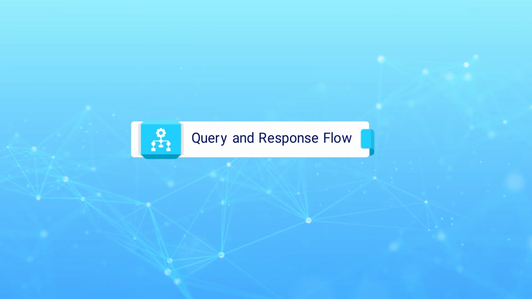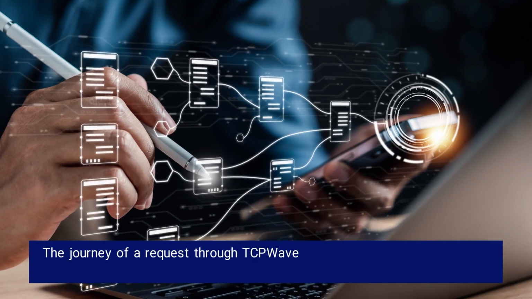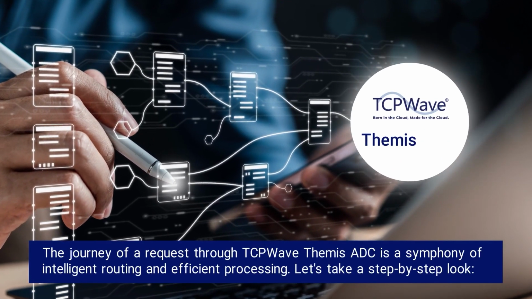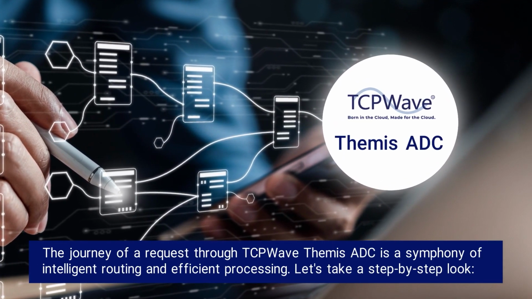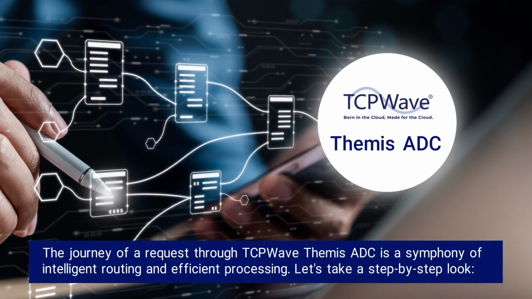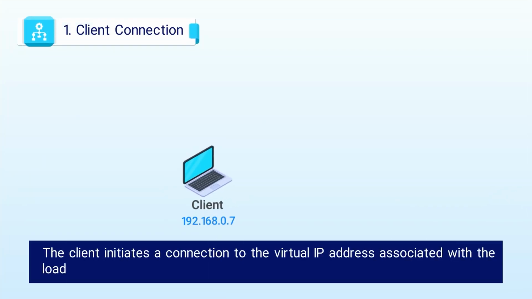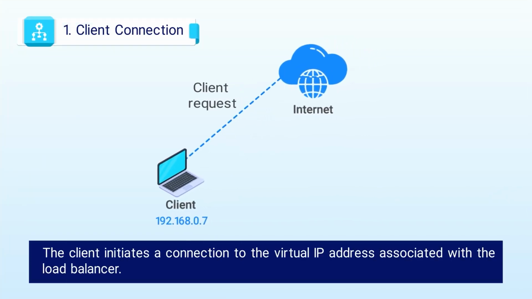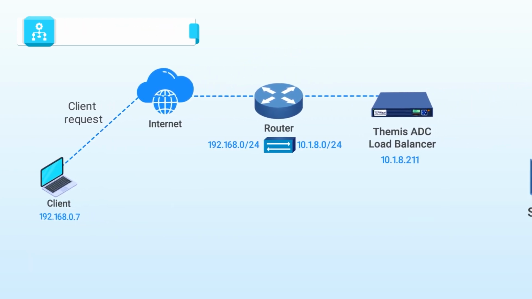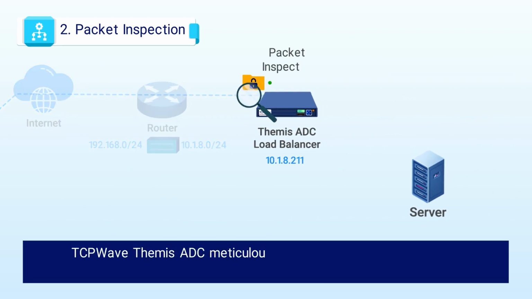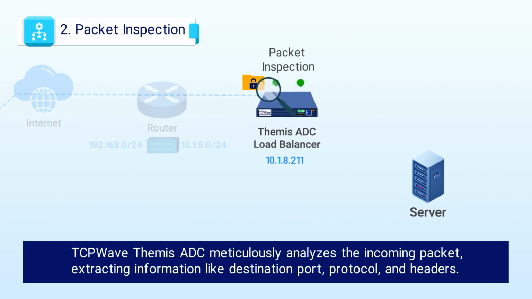Query and response flow. The journey of a request through TCPWave Themis ADC is a symphony of intelligent routing and efficient processing. Let's take a step-by-step look. Client connection. The client initiates a connection to the virtual IP address associated with the load balancer. Packet inspection. TCPWave Themis ADC meticulously analyzes the incoming packet, extracting information like destination port, protocol, and headers.